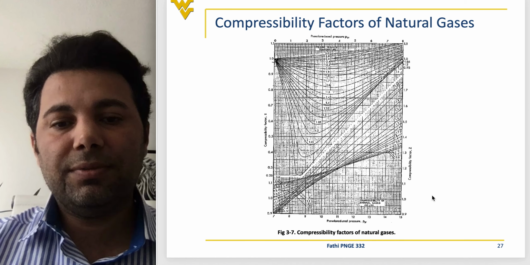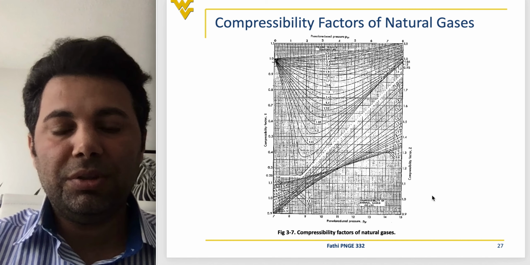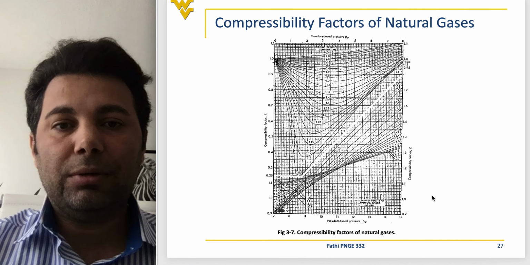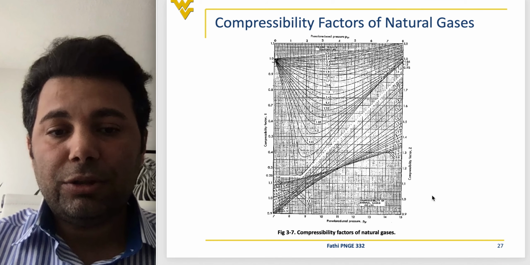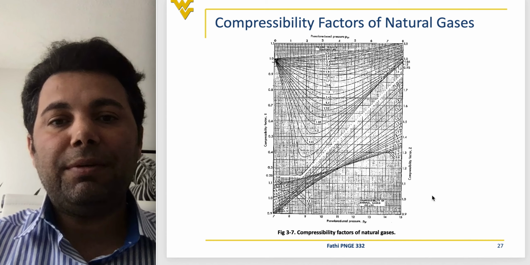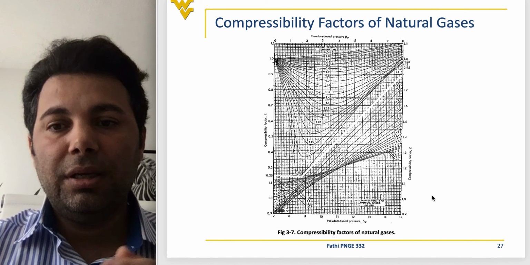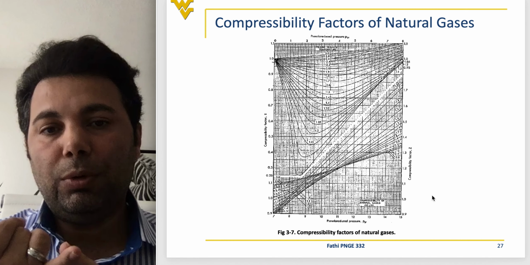So this figure 3.7 is actually the graph that we are going to use. 3.7 and 3.8 are the graphs that we are going to use to calculate the Z values. And this is used for all the natural gases, for a mixture of multiple components. So if I have a natural gas, basically a mixture of multiple components, then the mole fractions should come from the lab. So we know the mole fractions.